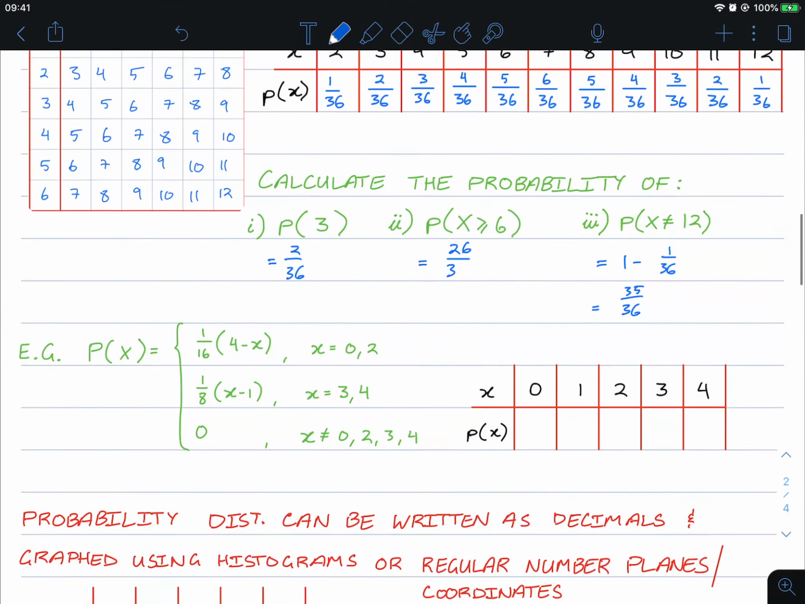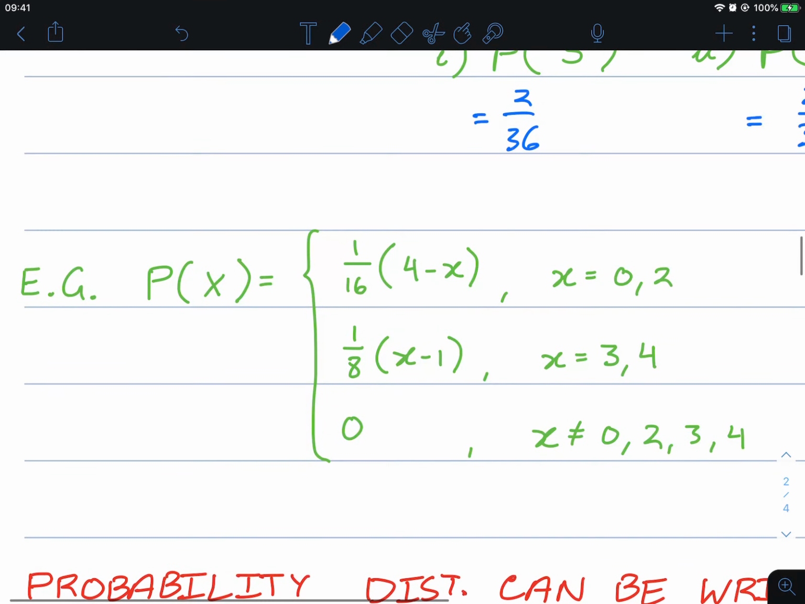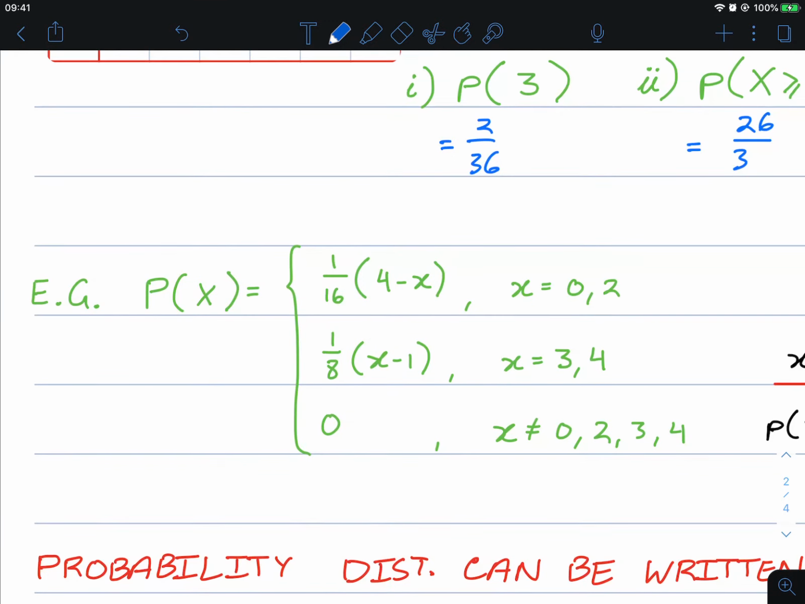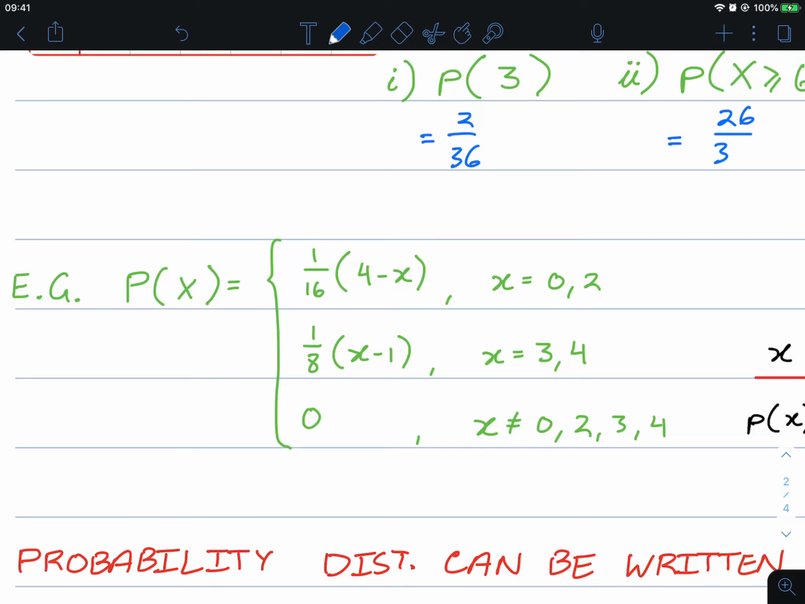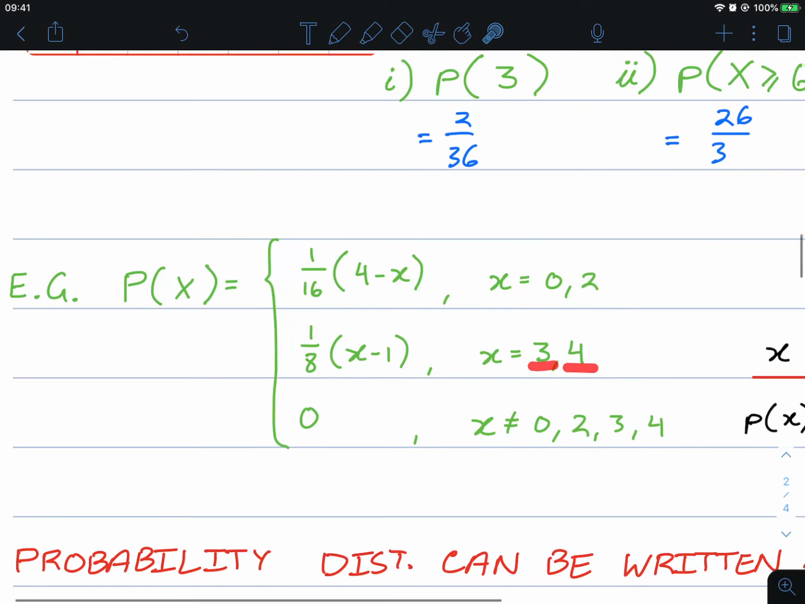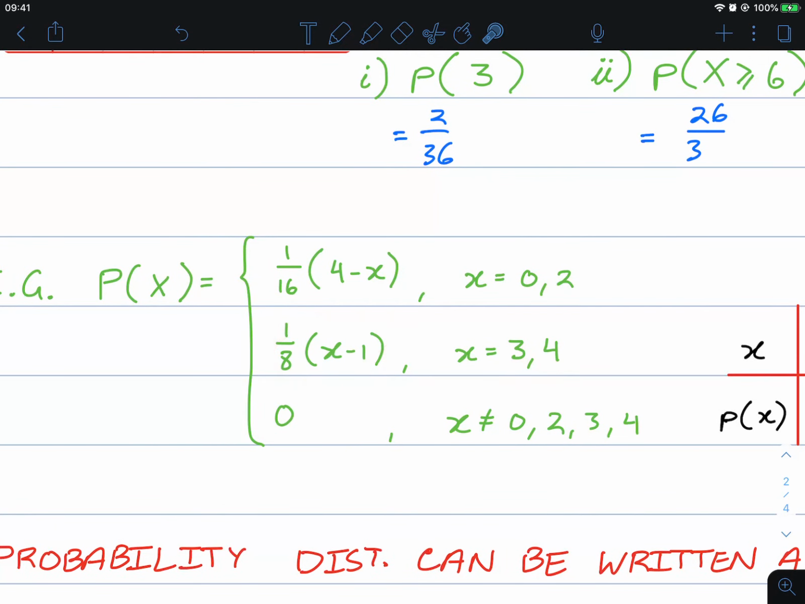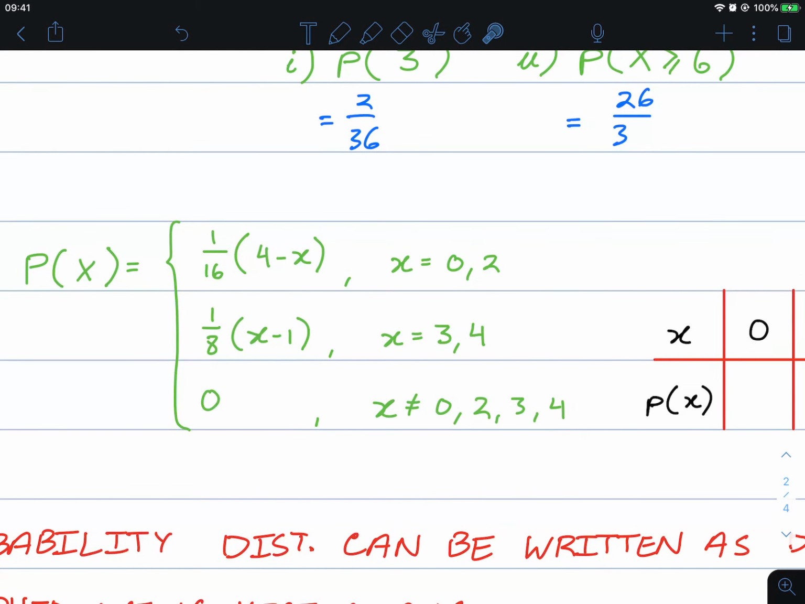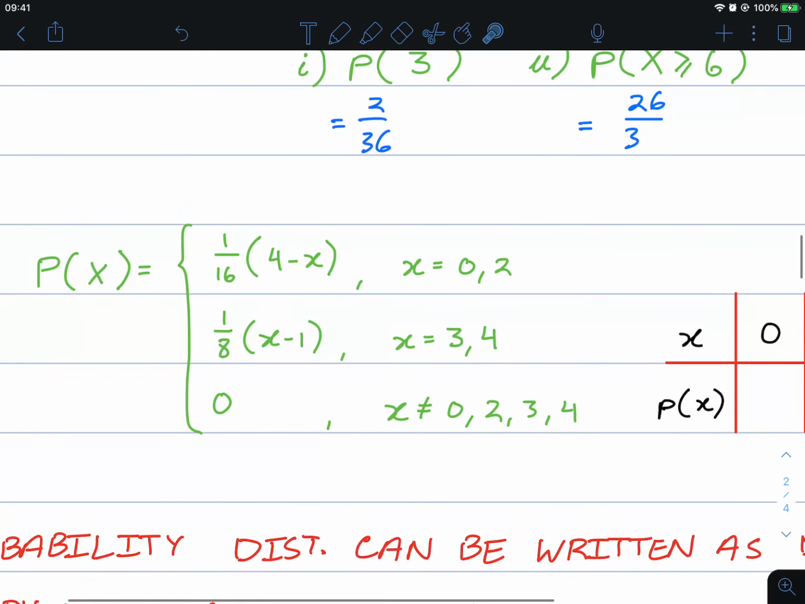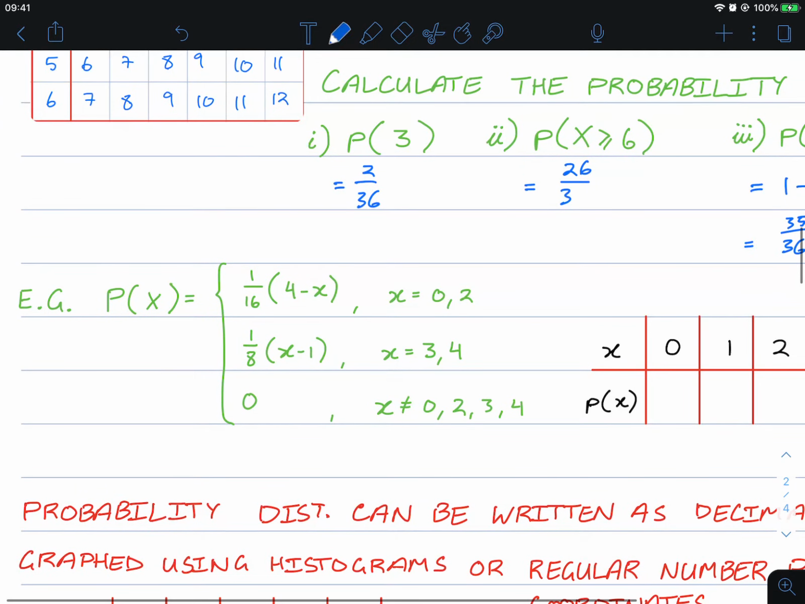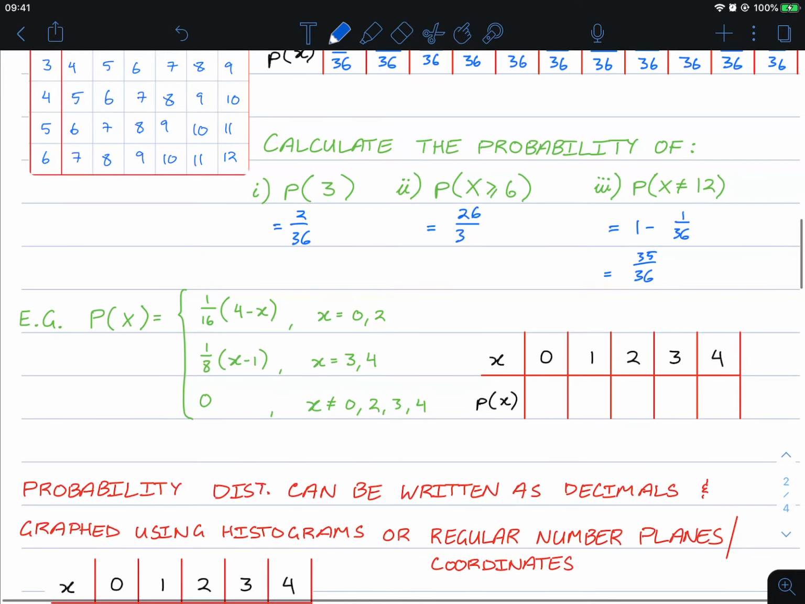Here's an example of a function of sorts. This function says if you get a result of 0 or 2, we use this function. If you get a result of 3 or 4, we use this function. If the result is not 0, 2, 3, or 4, so everything else, we get 0 for the probability. Well, let's fill out our probability distribution table.